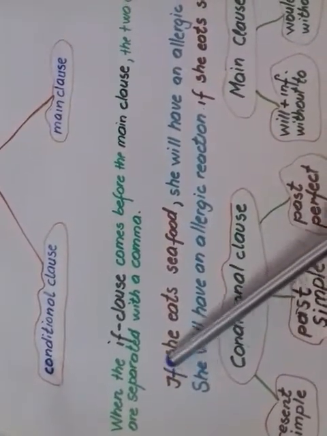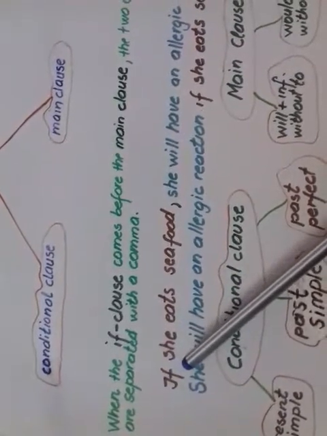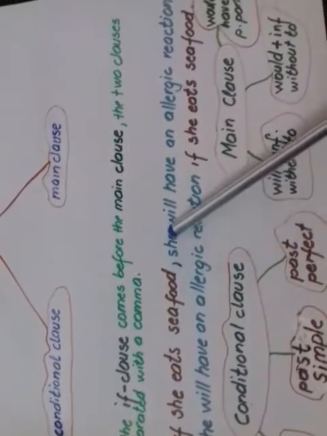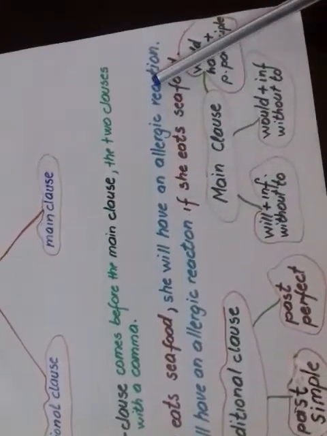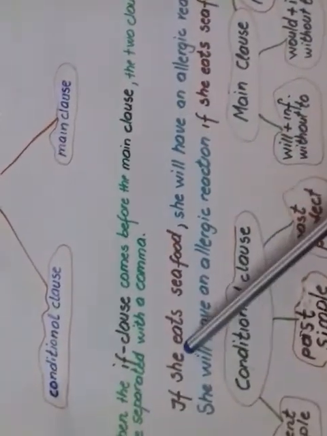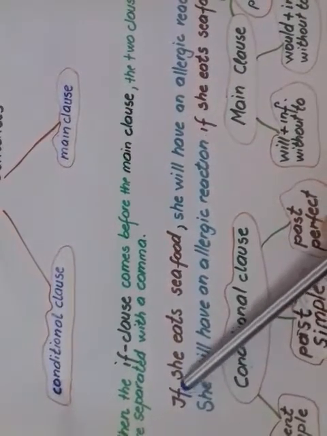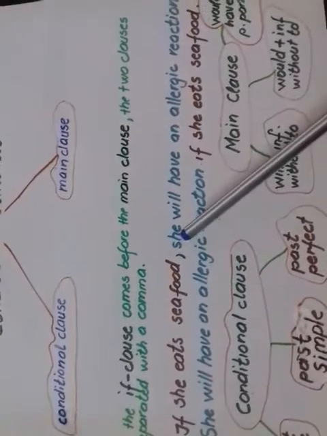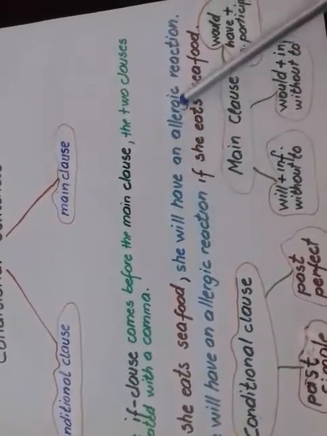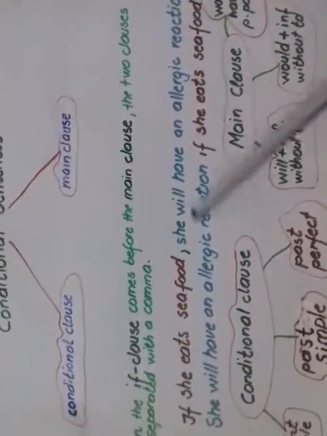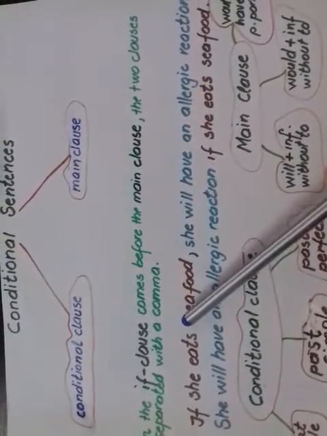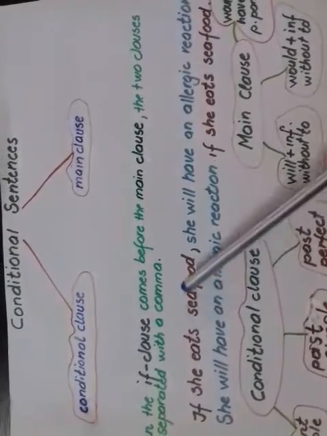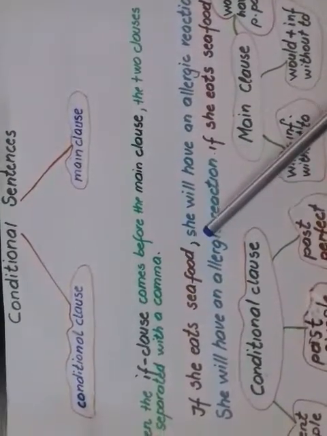Here I've shown two examples. In the first example, if she eats seafood, she will have an allergic reaction. The conditional clause, if she eats seafood, precedes the main clause, she will have an allergic reaction. I have written the clauses in different colors so as to make the point clear to you.